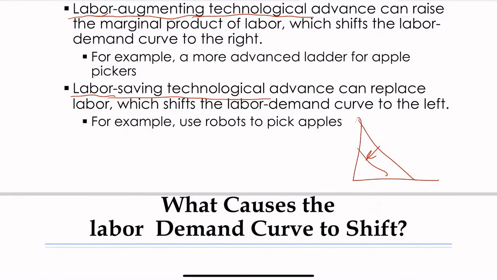In the apple farm example, you can imagine that robots become really cheap. In this case, the owner of the apple farm can just use robots to replace apple pickers. So in this case, demand for apple pickers will definitely decrease, right?